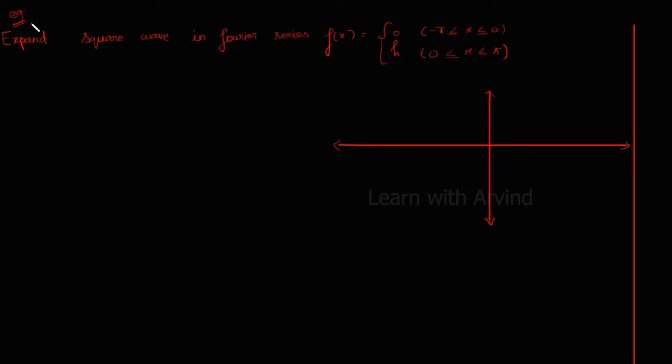Let's see an example of a function defined in two or more subintervals. For instance, take this function. This is a square wave. It is 0 in the range minus pi to 0 and h in the range 0 to pi. Now let's plot this function. You can see that it is 0 from minus pi to 0 and h from 0 to pi. For the other intervals, it will look like this. This is nothing but a square wave.